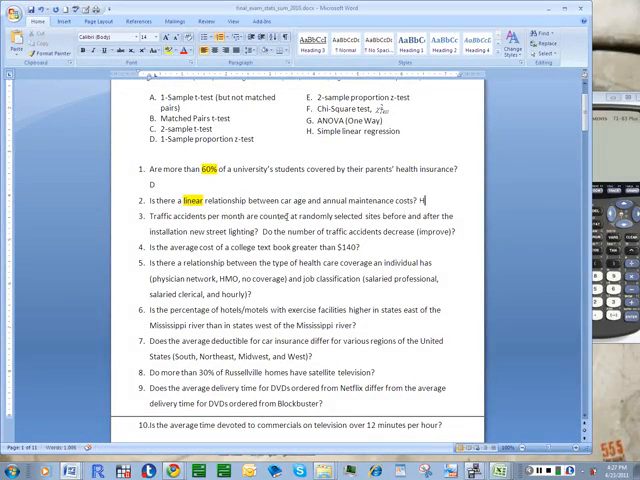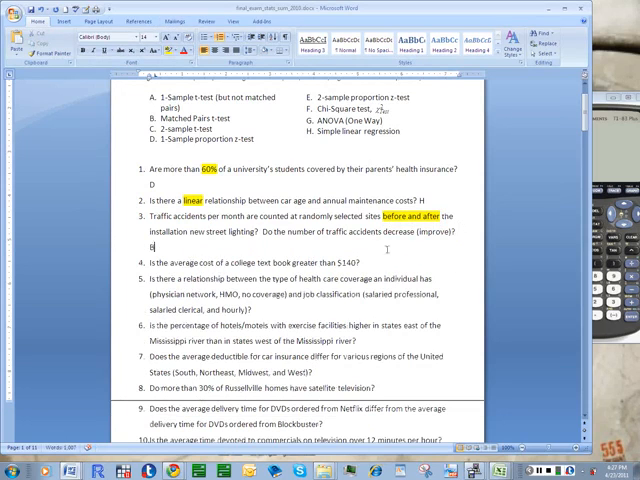Traffic accidents are counted at sites before and after. And so we can count, that's a quantitative variable, and we can get the average of those differences. It's before and after. That's B. Is the average, so we've got the word average there, of a textbook greater than $140, we're comparing one value, to see if the mean is in this case greater than 140, that's option A.